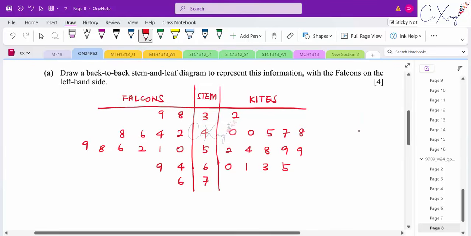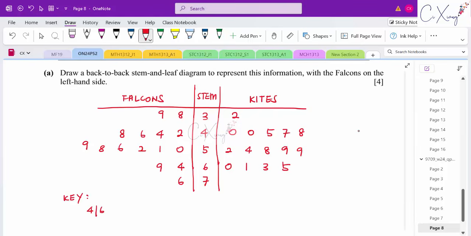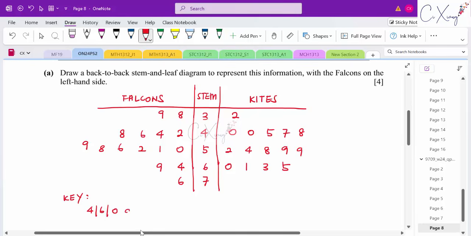Then after that, before you proceed to the next part, please don't forget about the key. For the key, you can just write any number that you like. As an example, I put in this one. So what does it mean? You have to write out the key in detail. For this value, it means 64 minutes taken by the runner from the Falcons. I write a simple one. And after that, for the Kites, this one is 60 minutes, so 60 minutes for Kites.